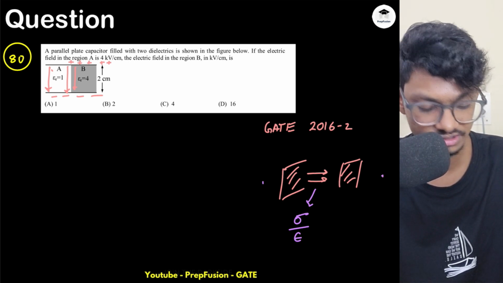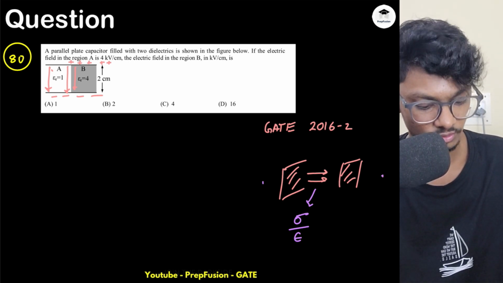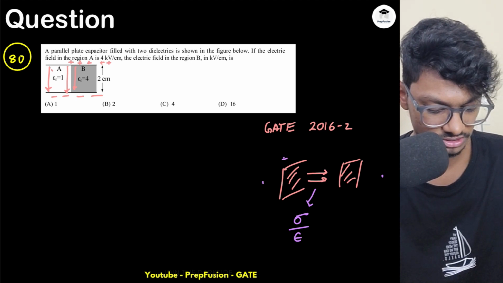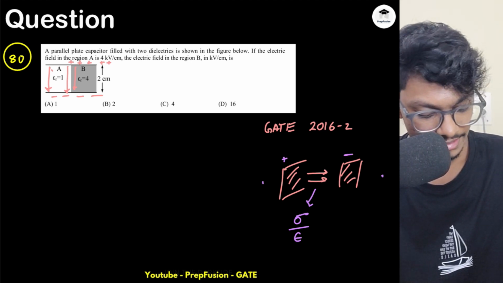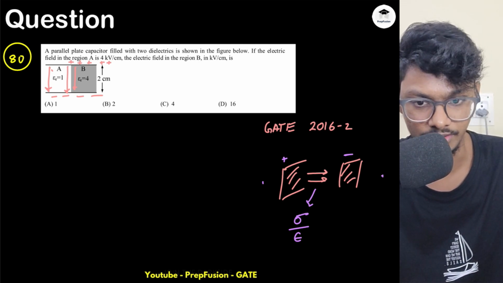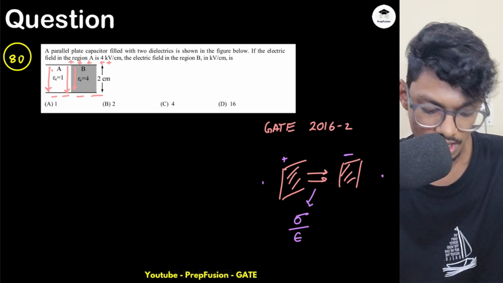Outside, what should be the electric field? You decide. It should be 0, correct? If this is plus and this is minus, then it should be 0 outside. But inside it should be double, basically, not sigma upon 2 epsilon. It should be sigma upon epsilon. This I know.